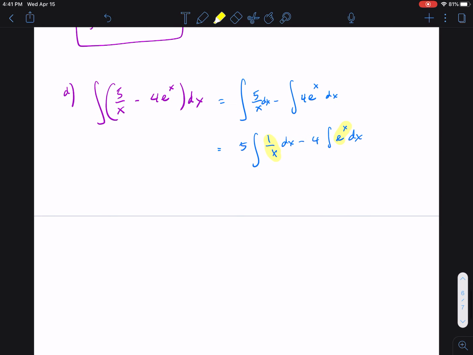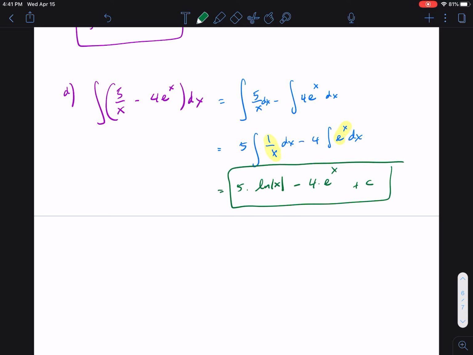The antiderivative of 1 over x is the natural log of the absolute value of x. And the antiderivative of e to the x is e to the x. So that should be your answer there. This one wasn't as messy.